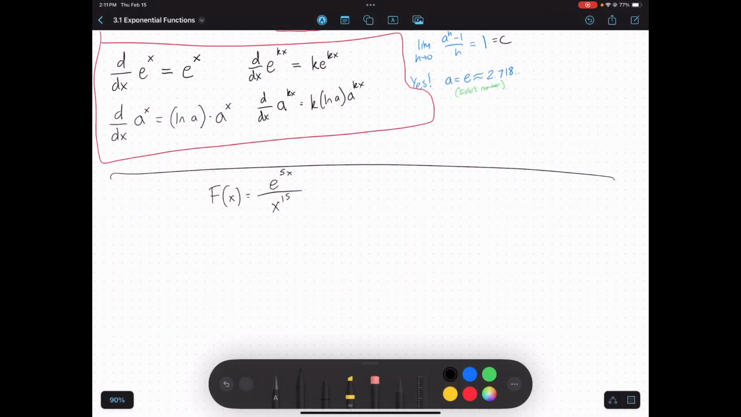Okay, so now let's take a look at this example. I have f of x equal to e to the 5x over x to the 15th power. If I want to take the derivative, what am I going to use? Quotient rule. Okay.